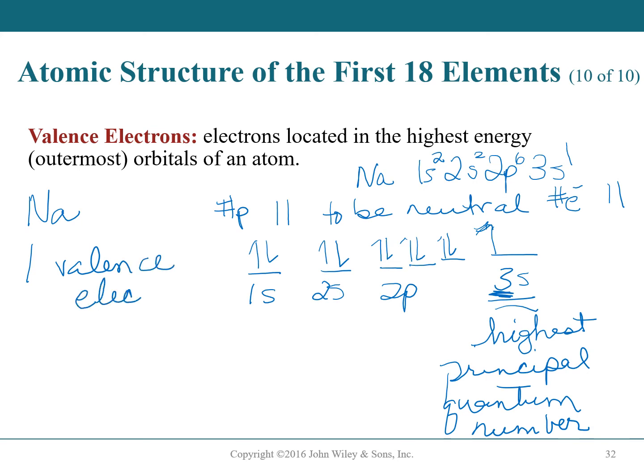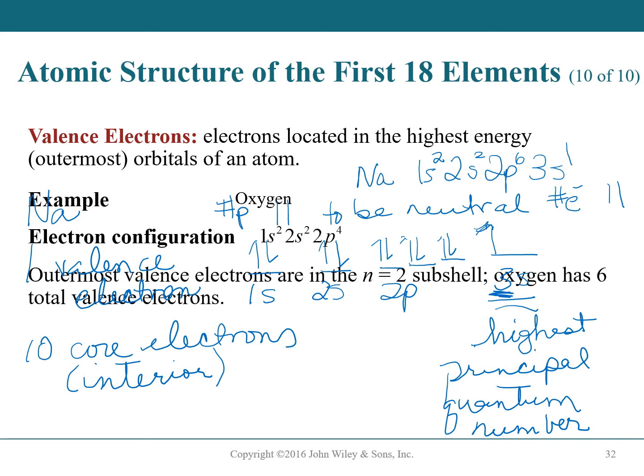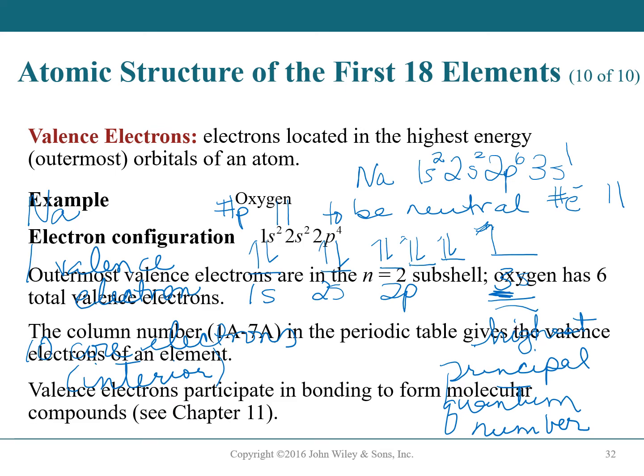All the other ones are in the interior, and so they're called core electrons, and they have 2, 4, 6, 8, 10. So I have 10 core electrons. Okay, so these are the interior. You can tell because my principal quantum number is lower than the largest one.